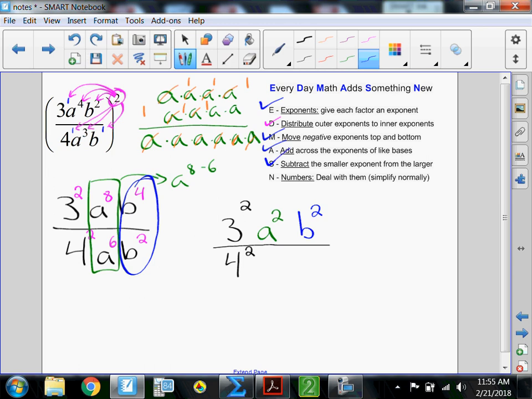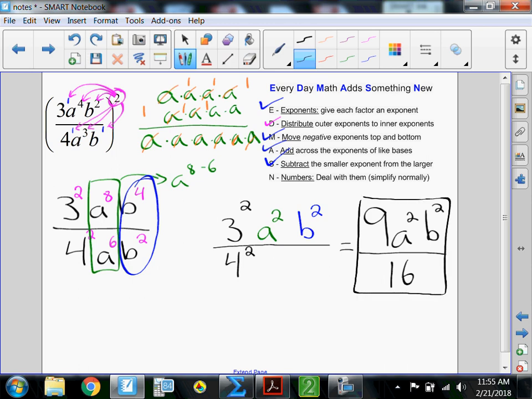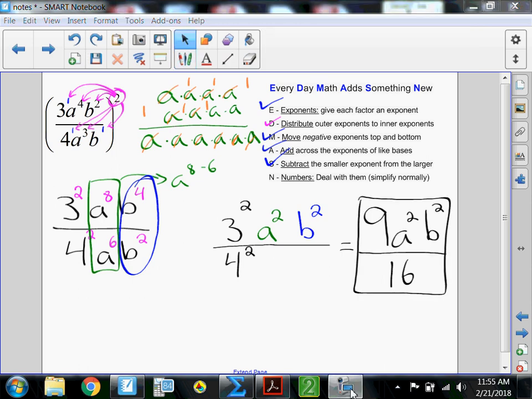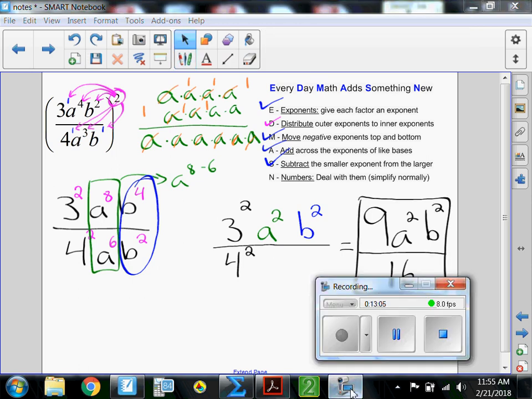Everyday math adds something new. N, numbers, deal with numbers normally. So 3 squared is 9. 4 squared is 16. 9 divided by 16 is already simplified. That's your final answer. So at minute number 13. If you want to rewind and watch this example again, it starts at minute number 9. Otherwise, we're going to go on to the next example.